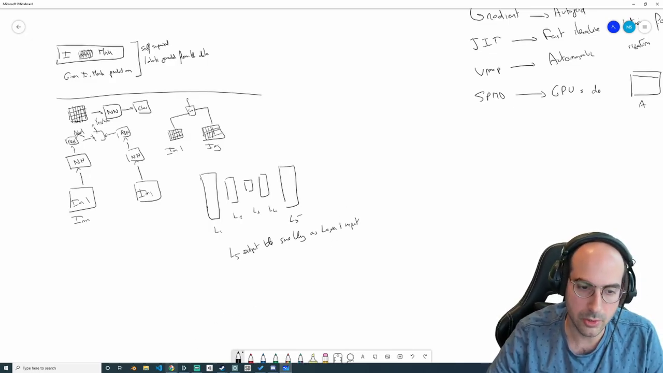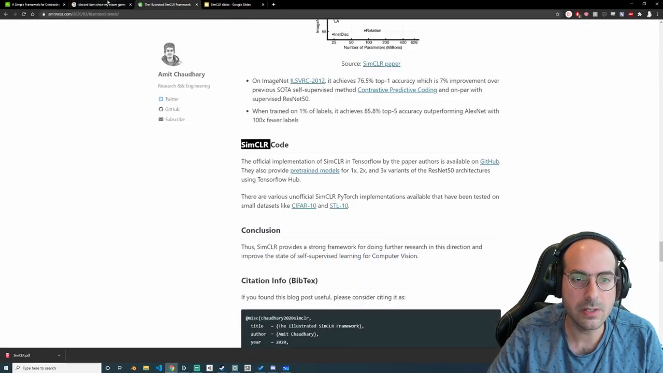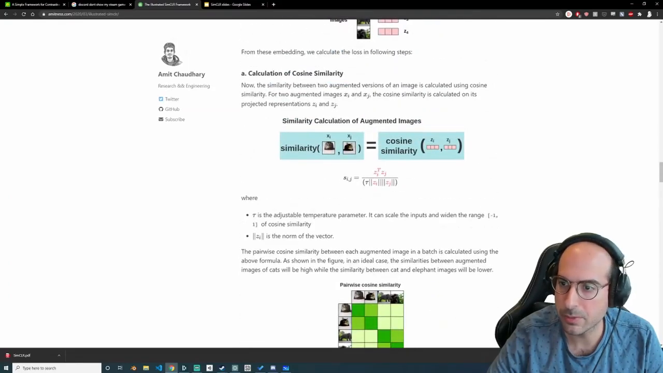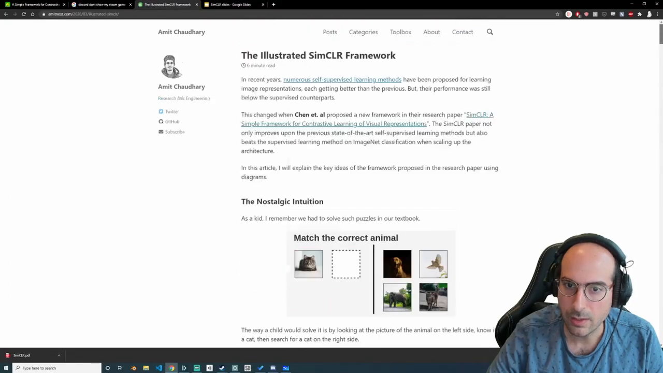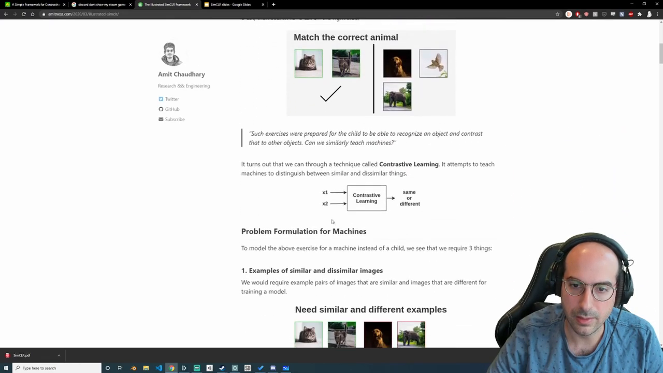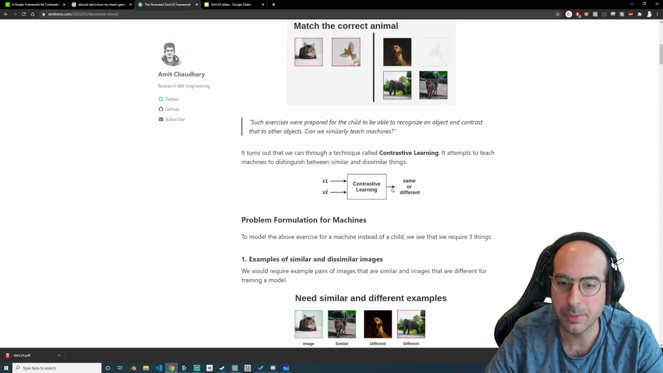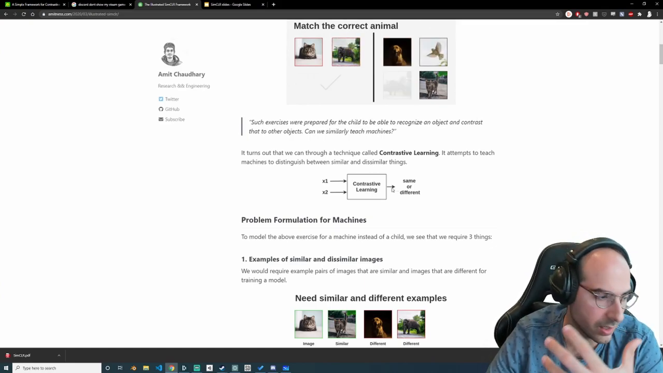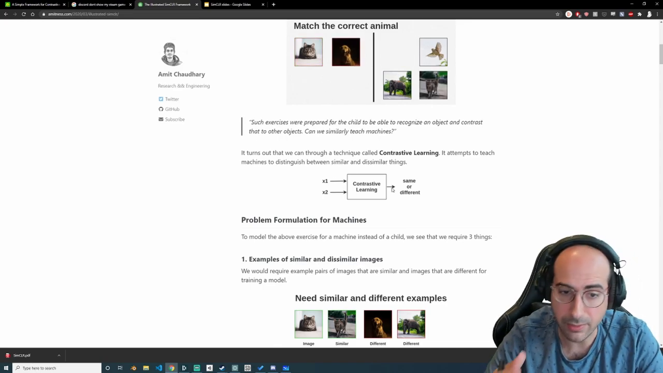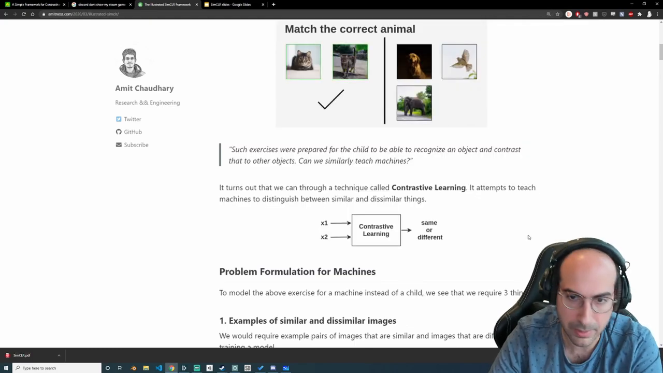Okay, let's go over some more pictures of how this works. There's a tutorial I really like by Amit that goes over exactly how this works. Here, this is the picture I had earlier: we're not trying to predict what kind of class it is, like is this a dog or a cat? We're just saying, are these both a picture of the same thing? That's an easier problem because you don't need labels for this subproblem.